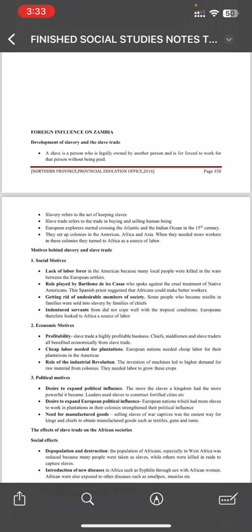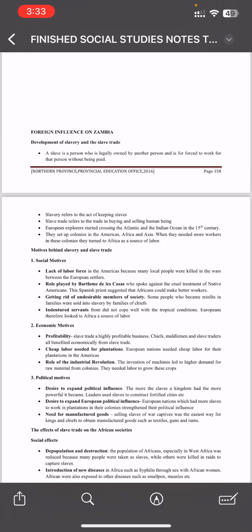Before we can look at slave trade, we need to talk about a slave. What is a slave? A slave is a person who works for free, a person who is legally owned by another person to do work without getting paid. This person is different from an employee because an employee works and gets paid, but slaves do not get paid. So slavery is the act of keeping slaves.